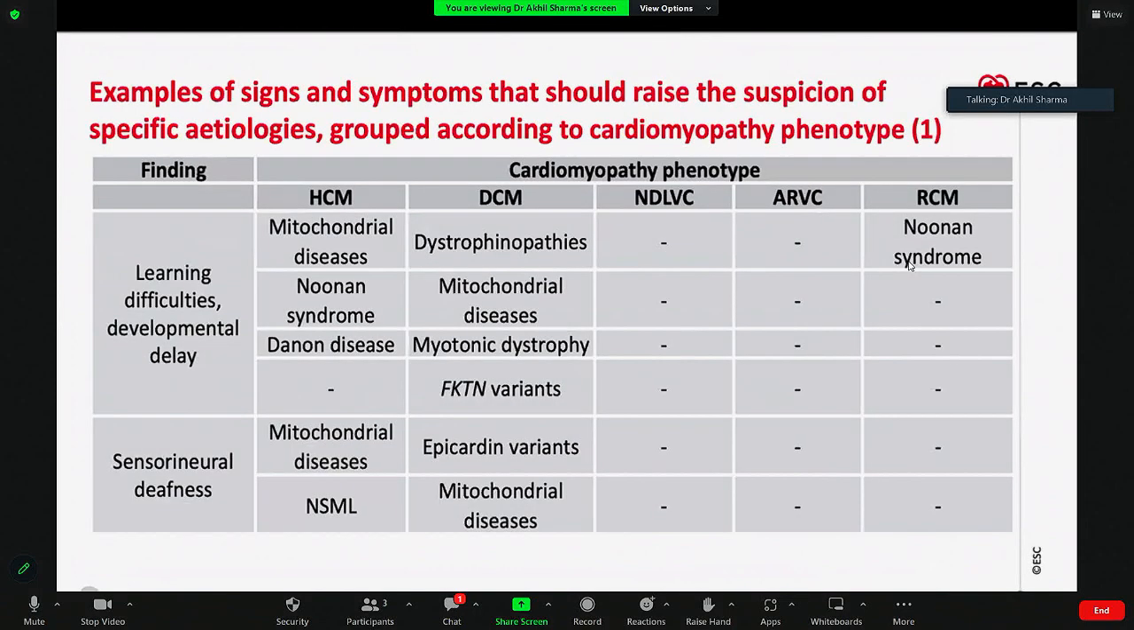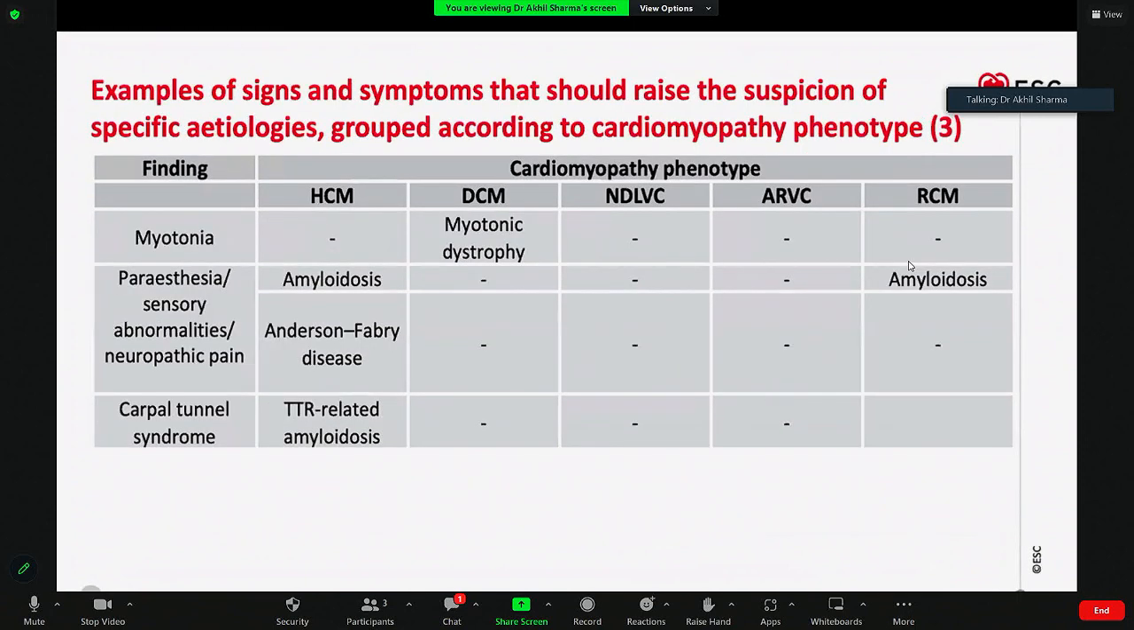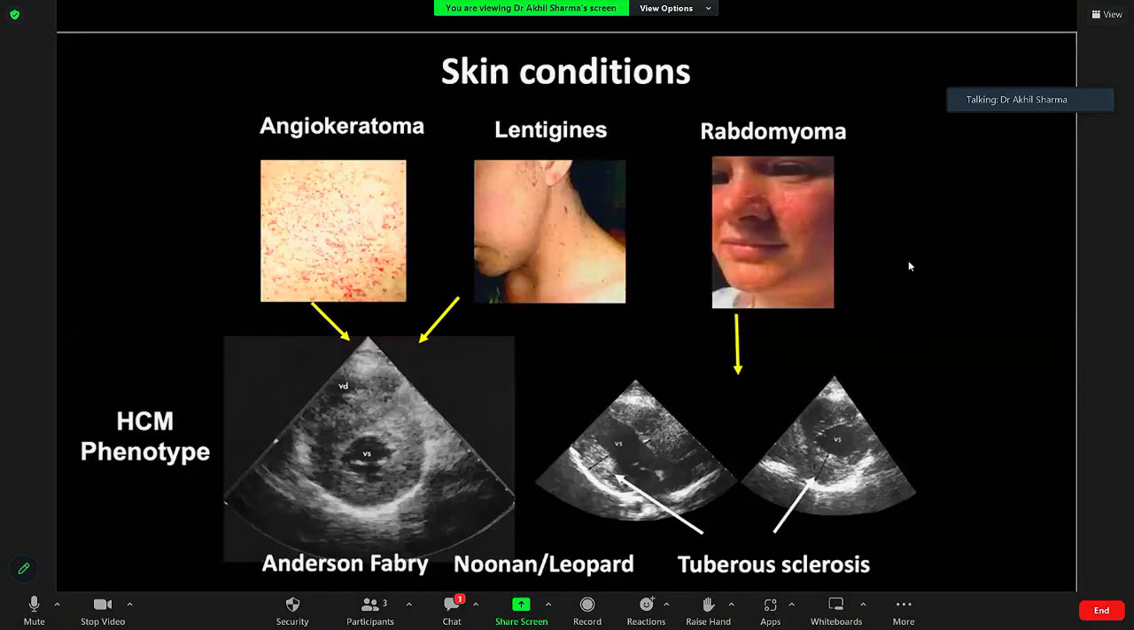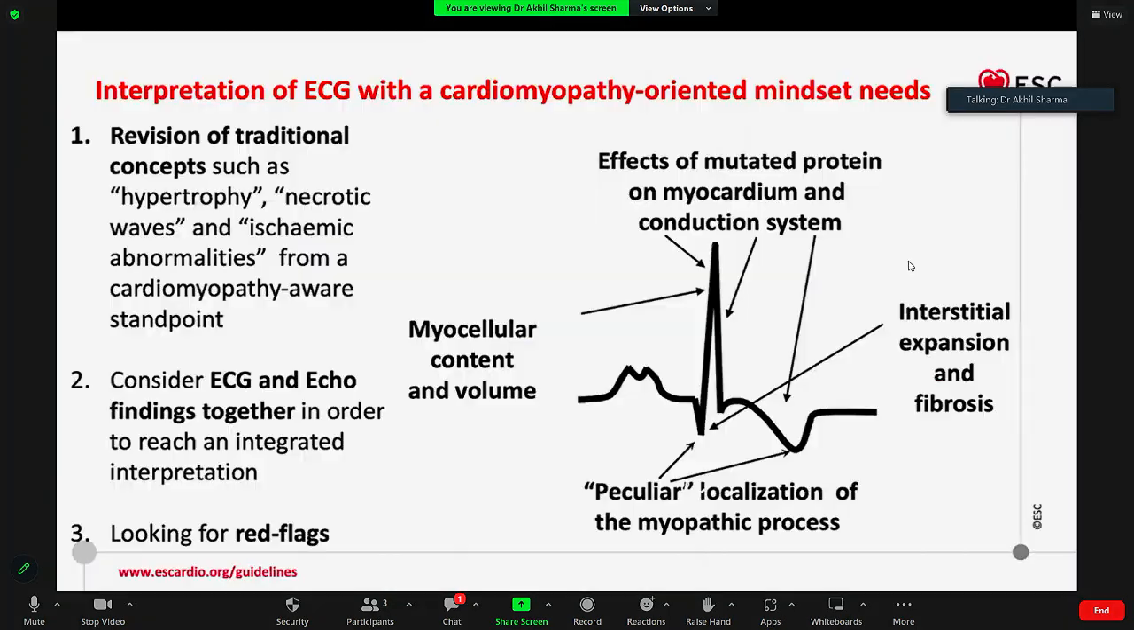Different extracardiac manifestations and specific presentations may give us an idea of what our phenotypic diagnosis is, like learning difficulty, sensorineural deafness, myotonia, paresthesia, carpal tunnel syndrome. We are all aware that these findings can give us an idea for the specific diagnosis. Sometimes muscle weakness, ptosis, lentigines, and some skin manifestations also have specific characterization for some diagnoses, and we can easily identify the diagnosis with the help of the skin lesions.